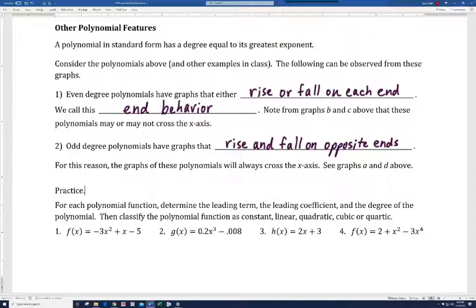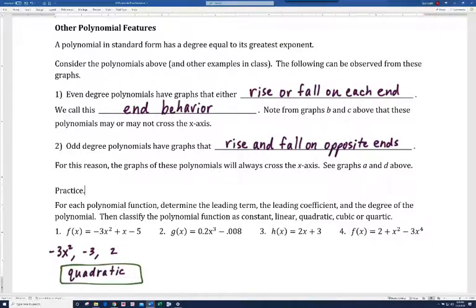So for the first one here, the leading term is the term that has the biggest exponent, or the greatest exponent. So that's going to be the negative 3x squared. Our leading coefficient would be the number in front of the x squared there, which is negative 3. And since our leading term has a degree of 2, the whole polynomial will have a degree of 2. And so this is a quadratic function.